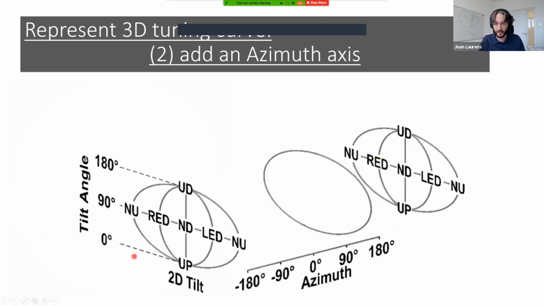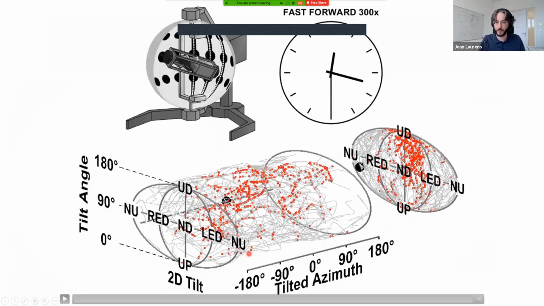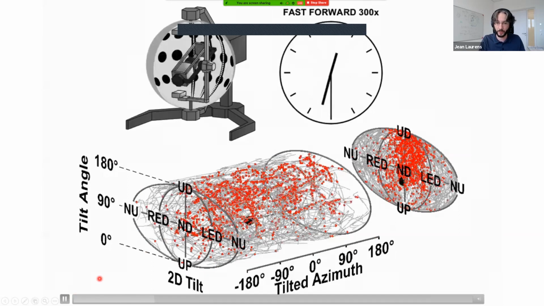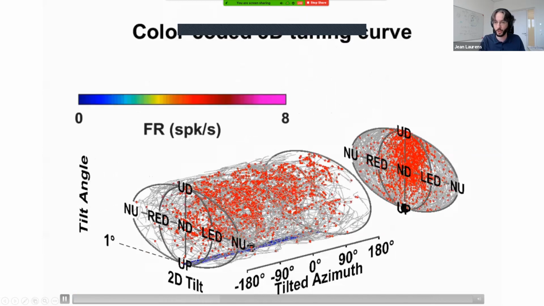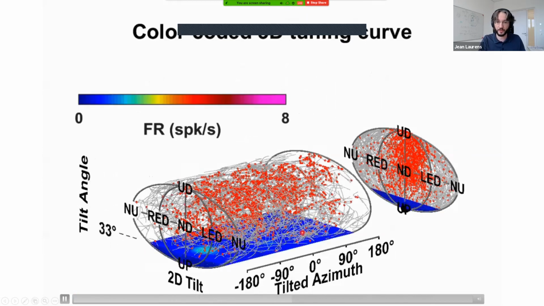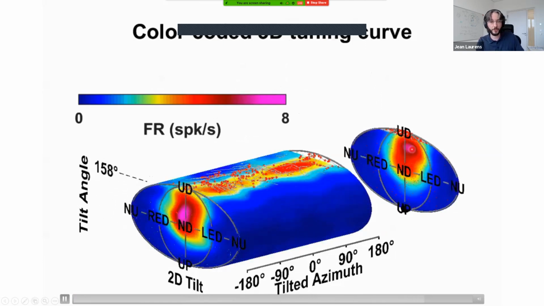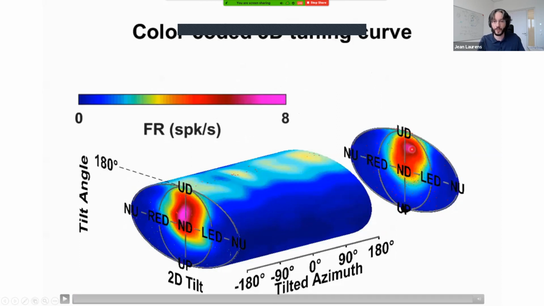And then I'm taking this 2D tilt map, and I'm adding another azimuth axis in order to get a 3D volume. And now I could replay the entire movie in this volume. We are going to do that really, really fast, and you will see that all of the spikes are distributed uniformly along the azimuth axis. And this is because this cell is sensitive to tilt only and not to azimuth. So here, a uniform distribution. Finally, I'm converting this into a color-coded tuning curve. So this is the way we recorded cells and characterized their tuning.